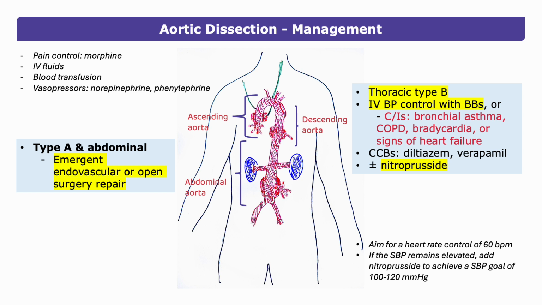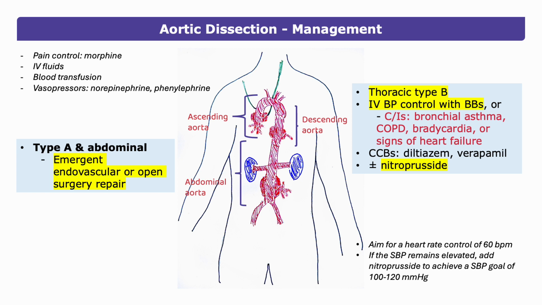When it comes to management, the initial step is always going to be your ABCs: airway, breathing, circulation, pain control, IV fluids, blood transfusion, vasopressors, stuff like that. Then after that, you need to remember the different classifications because treatment is going to be based on that.